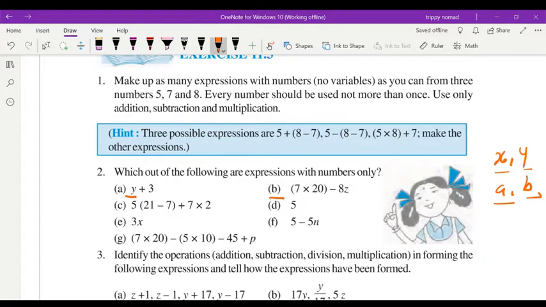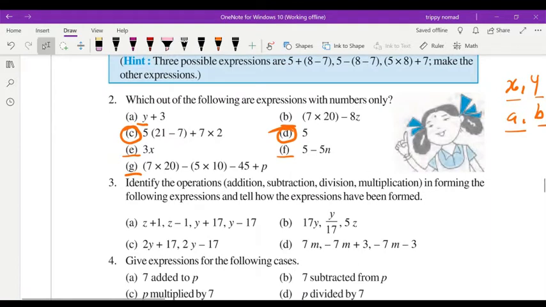So this one, C, is an expression with numbers only. This one is also an expression with numbers only. And here a variable is used, here a variable is used, and here also a variable is used. So which out of the following are expressions with numbers only? C and D, with numbers only.